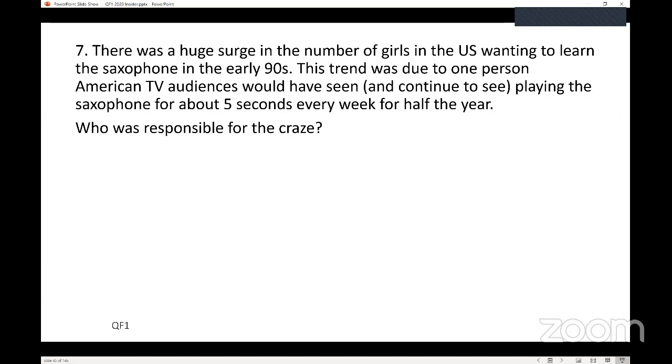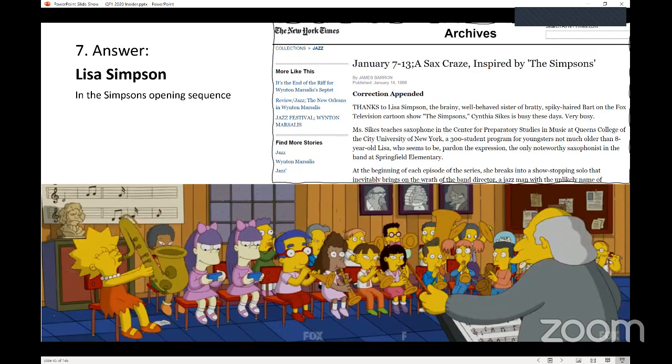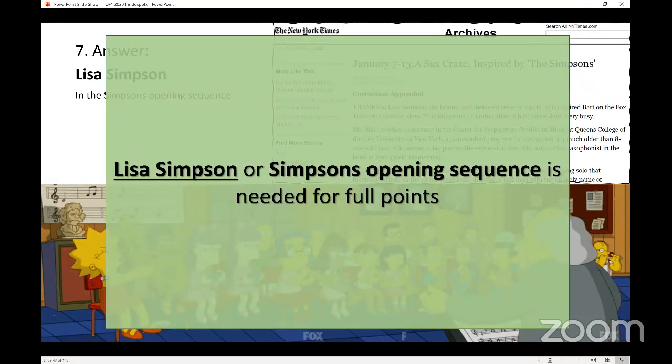Going to question 7. It's a steady increase in raised hands. Ravi Kiran, please go ahead. This would be Lisa Simpson with the saxophone intro, in the Simpsons intro, that is. That is correct. So this is Lisa Simpson in the Simpsons opening sequence. If you've written Lisa Simpson, you get full points. If you've written Simpsons opening sequence, you get full points. If you've written just Simpsons, I am not too sure, because I clarified multiple times that we need something more.